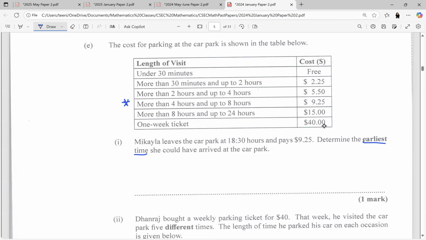So we'll have to check what is 1830 take away 8 hours, right? It always makes sense to use the 24-hour clock when you're minusing more than, if you're looking at 6:30 to minus 8 hours from that, it would make sense to use the 24-hour clock. So 1830 take away 8 hours would be 10:30. So the earliest time that she could have arrived at the car park is 10:30 a.m. Right?